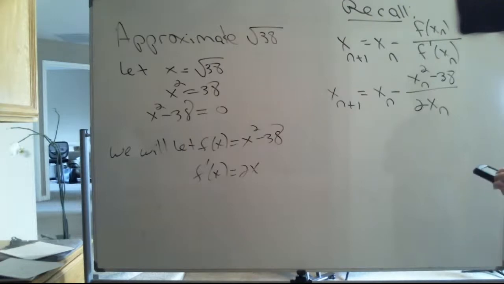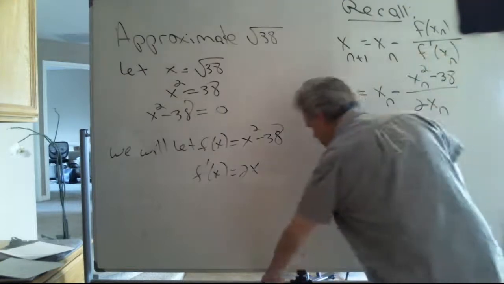And now I got my answer minus a fraction, so open parentheses. Answer squared minus 38, close parentheses, that's the numerator. Divide by the denominator, which is complicated, so open parentheses. And that's going to be 2 times previous answer, close parentheses. I'm coming up with this.